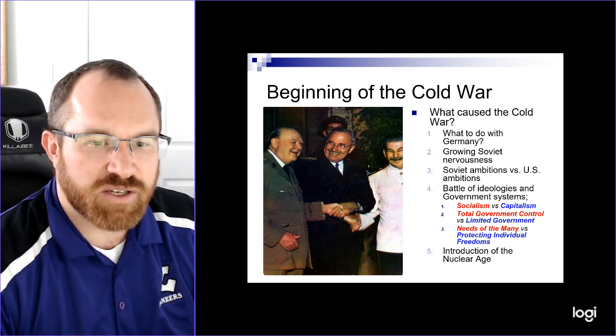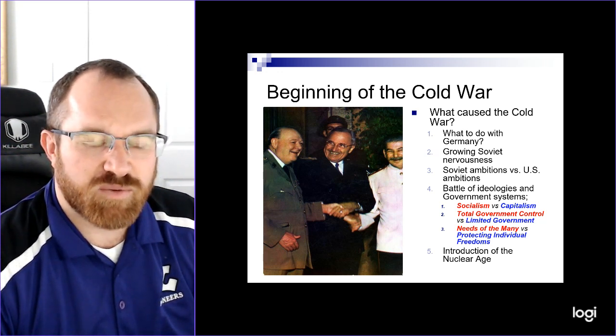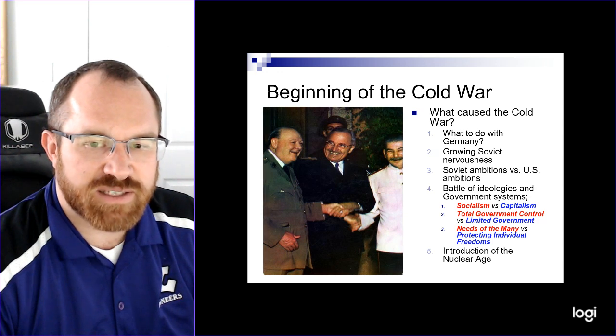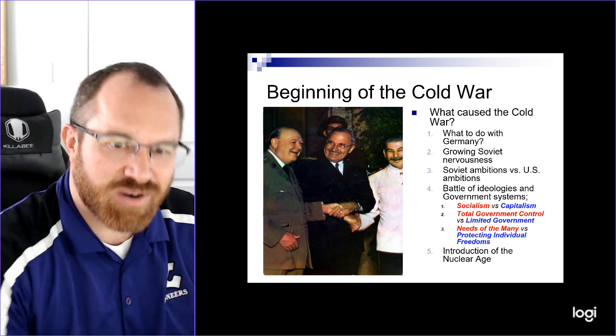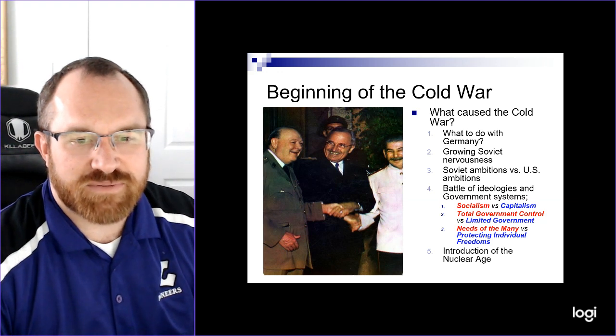It shouldn't be a monarchy, shouldn't be a dictatorship, shouldn't be totalitarian. Government should be limited. It should have checks and balances in order to protect, the next part, individual freedoms. That's from the U.S. perspective.